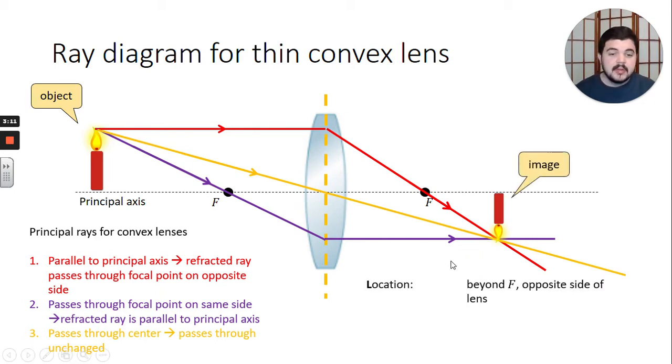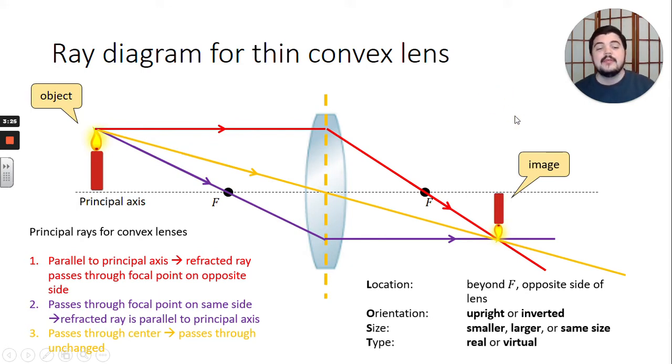That's our image. Now, lost art of image description here. The location is that we are beyond the focal point on the opposite side of the lens. That's where the image is located. Orientation, size, and type are the other things that we need to deal with. Orientation, this is an inverted image. It's upside down. It's on the other side of the principal axis. This is a smaller, not by much, but it is a smaller image. If you were to measure it, it is smaller than the actual object. As a real image, a reminder, a real image is when your light rays actually converge at another point.